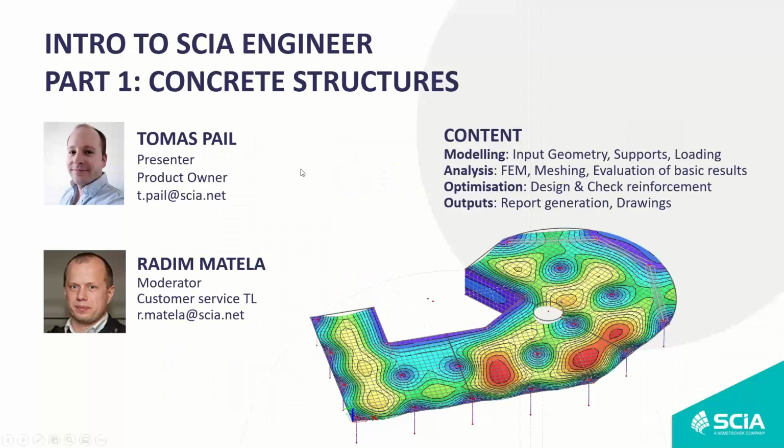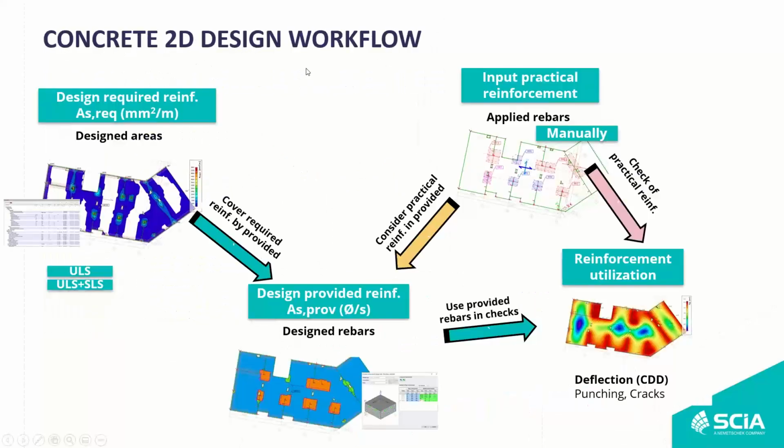So I now can switch to the presentation and just wrap up what we've learned today. So we are able for 2D to design the required reinforcement in terms of theoretical areas, square millimeters per meter, for ULS and ULS plus SLS cases. We are able to cover the required reinforcement by provided reinforcement by bars defined in the template. We can, what was not shown, consider also the user reinforcement, so the real 2D meshes which are applied on the 2D member. I will show it later. And we are able to use quickly the provided reinforcement in calculations like punching or deflection check.